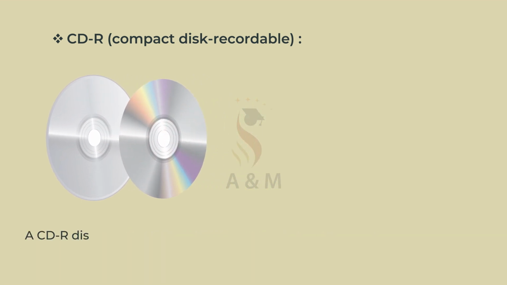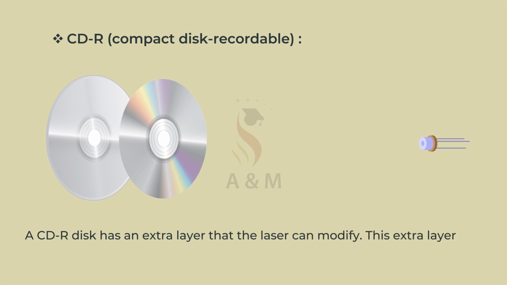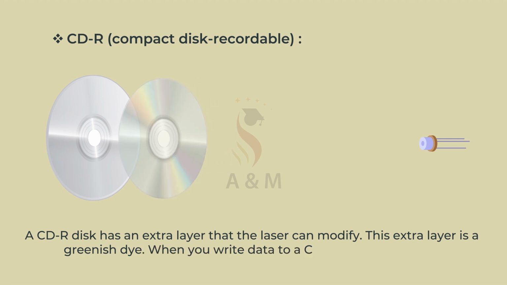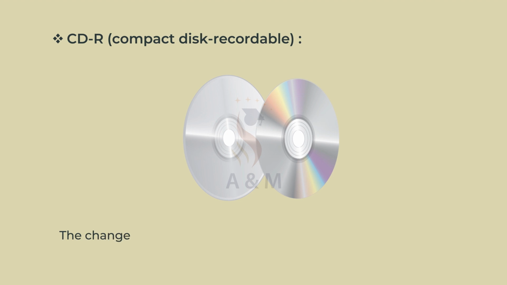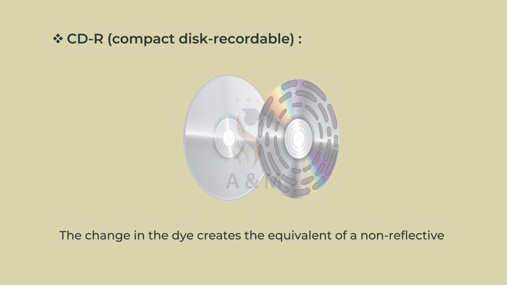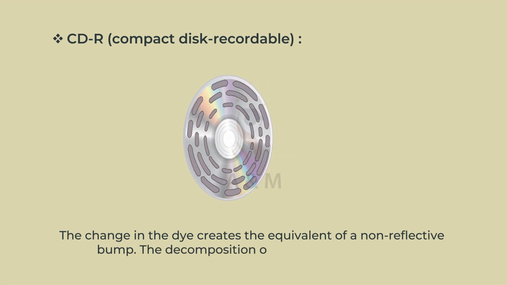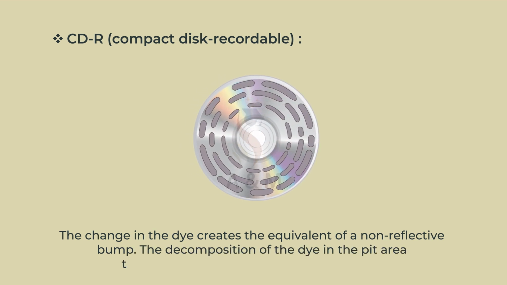A CD-R disk has an extra layer that the laser can modify. This extra layer is a greenish dye. When you write data to a CD-R, the writing laser heats up the dye layer and changes its transparency. The change in the dye creates the equivalent of a non-reflective bump. The decomposition of the dye in the pit area through the heat of the laser is permanent.